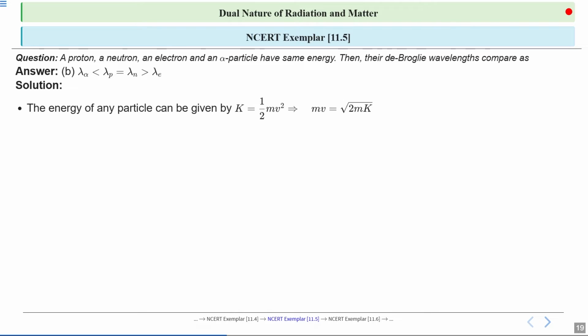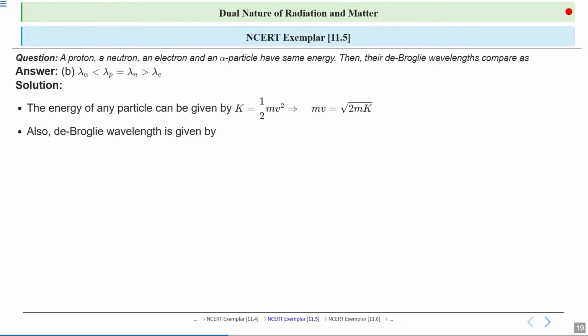So first let's recall how we express the kinetic energy of a particle. The formula is K equal to half mv squared, where K is the kinetic energy in joules, m is the mass in kilograms, and v is the velocity in meters per second. Rearranging, we get mv equal to square root of 2mK. This relationship will help us connect energy to momentum, which is key for the de Broglie wavelength.